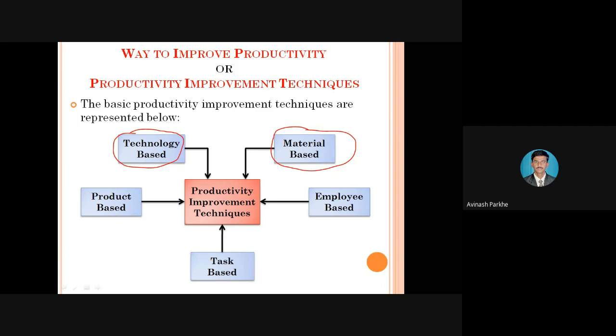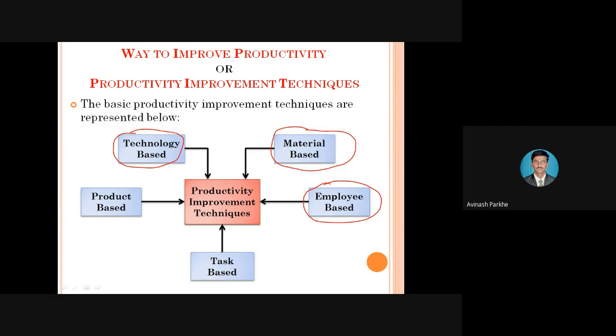Therefore, material planning and its control, then material storage before manufacturing and after manufacturing, waste elimination, and material recycling and reuse. These are all the factors which will be considered in the material based techniques. If we manage all these things, then your productivity can be increased. This material based is one of the techniques which is used to improve the productivity. Then next one is employee based.